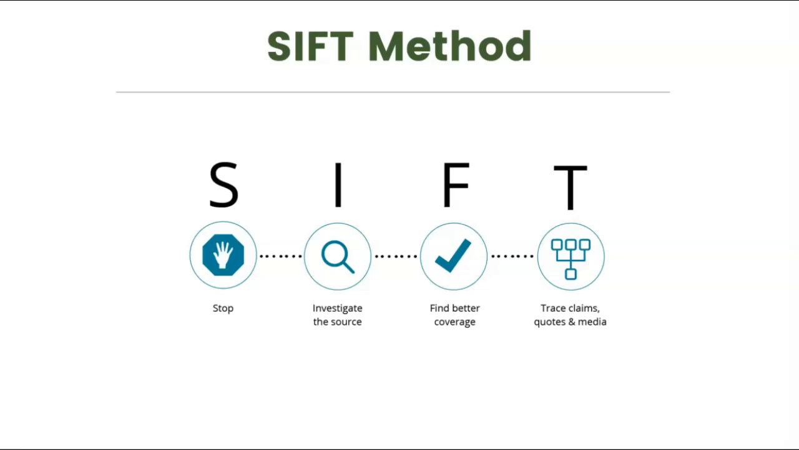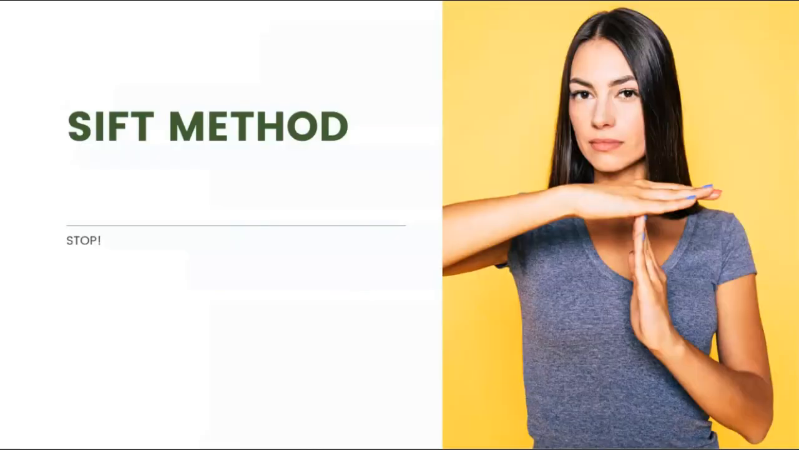The SIFT method serves as a set of guidelines to assess the trustworthiness of information sources. It was specifically designed for online sources, but can also be used for print sources. And let's take a look at each step more closely.